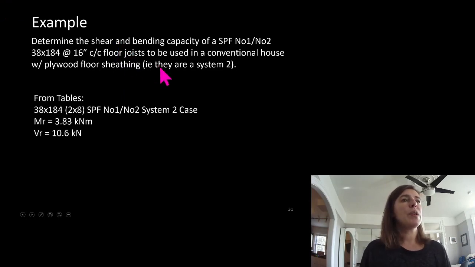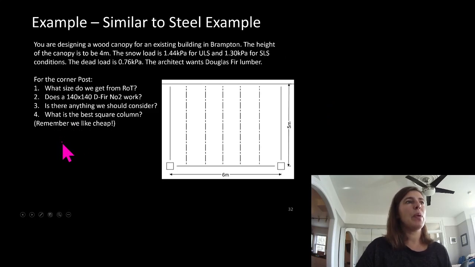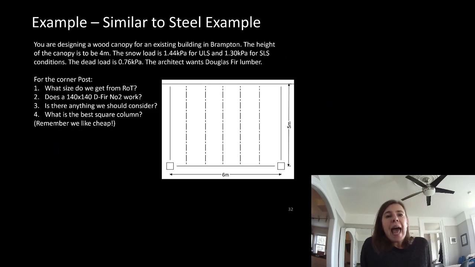So here we are. This is what we looked up. We looked up our 3.83 and our 10.6. Now we did that example 2 weeks ago with steel, where we had this canopy. It was an existing building where we calculated the snow load, we calculated the dead load, we figured out what the tributary width was. We looked at the loading, we found MF and VF, and we found CF on the column. And then we figured out if the architect's request for a specific column and a specific beam worked.